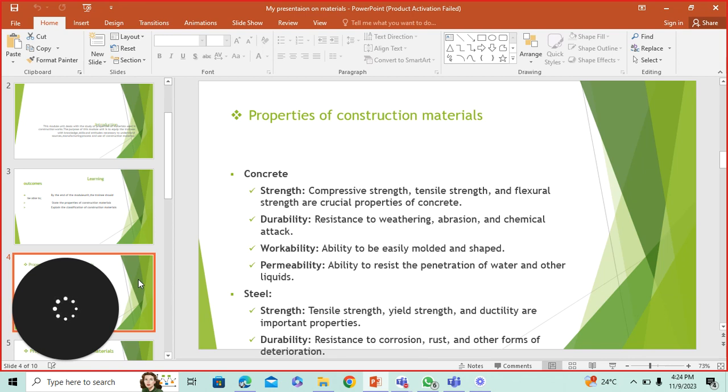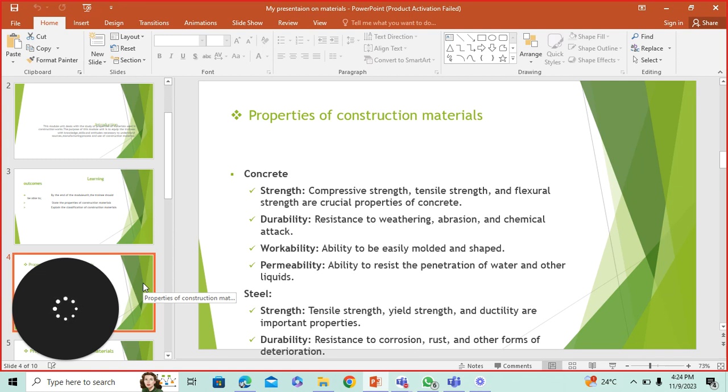Property number two, we have durability. Concrete should be durable to withstand abrasion forces and chemical attack. Property number three, we have workability, the ability to be easily molded and shaped. And number four, we have permeability, the ability to resist the penetration of water and other liquids. Okay, we will go to material number two, which is steel.